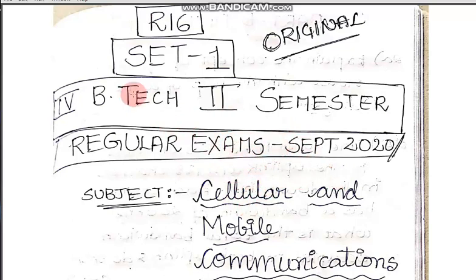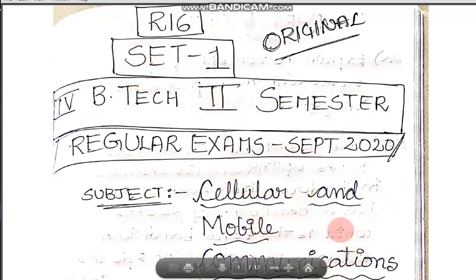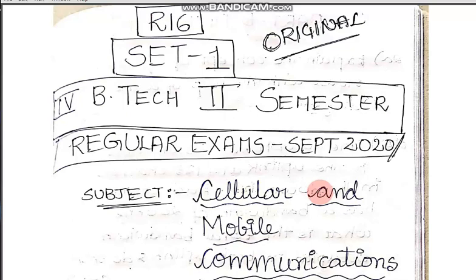Since we have 4 sets, I would like to talk about all the 4 sets regarding the subject called Cellular and Mobile Communication, CMC, in the stream of ECE in 4th year second semester of JNTUK B.Tech R16 regulation. The regular exams were conducted in September 2020 during Corona time, and the supplementary exams were conducted in January 2021, but those question papers have not been published yet.